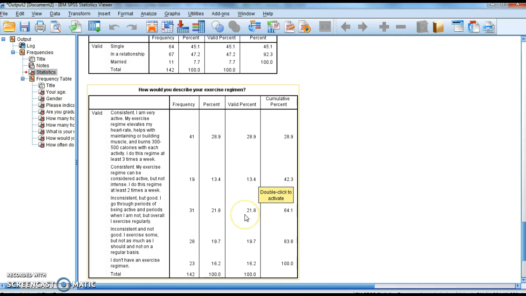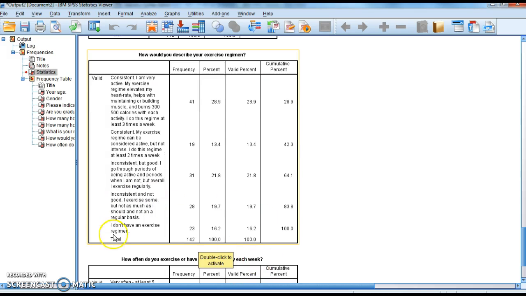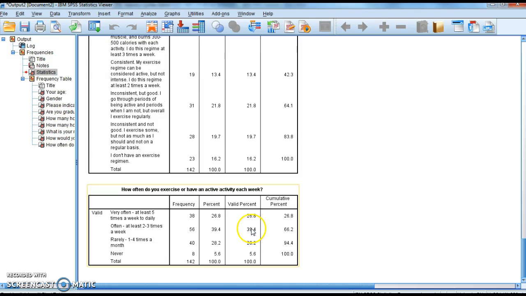About a quarter are inconsistent but feel pretty good about their exercise regime, and then about 16% say they don't have one. And then when we ask how often people are exercising, we can see that it's about equally split between very often and rarely. More individuals say often, and a small minority say never. So that gives you some information about what our sample looks like.